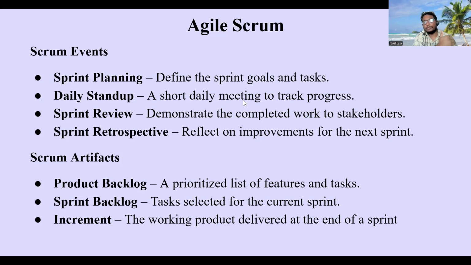Those tasks and features are documented in a particular sheet that is nothing but the product backlog. Sprint backlogs are the tasks selected for the current sprint. Suppose there are 20 backlogs overall for the working software, and let's assume there are 5 sprints. So for each sprint, we have to complete 4 backlogs, right?